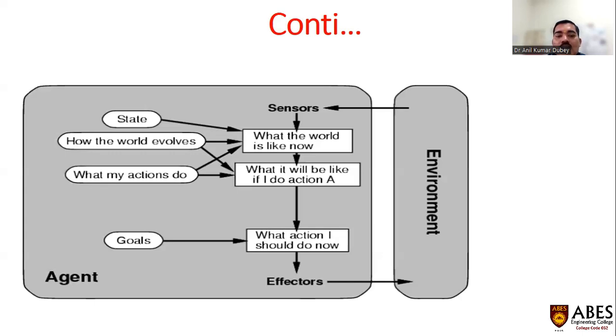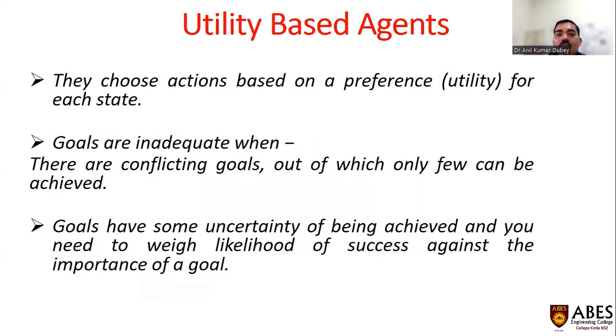Similarly, what action will I perform, they plan by the agent. After that, they target the goal. By using these actions, do they reach the goal or not? If they reach the goal, they plan the action I will do by using effectors that are visible in the environment. Now, the utility-based agent chooses the action based on the preference utility for each state.